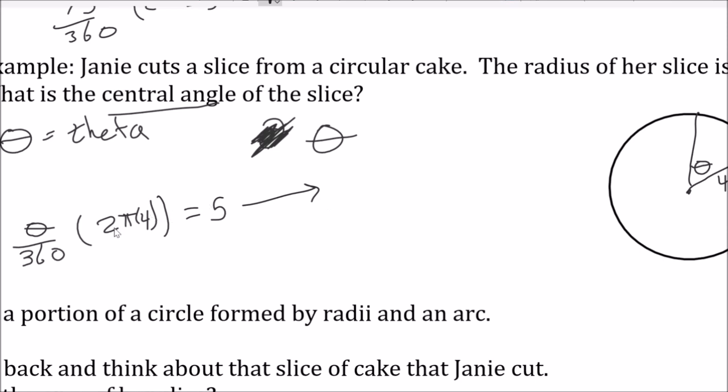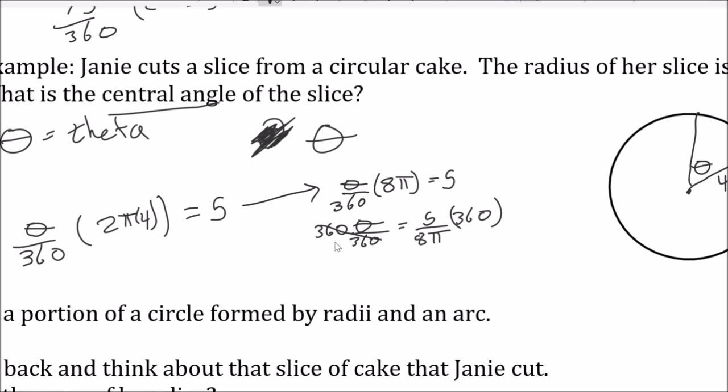Okay, and what I'm going to do is notice that I have theta over 360, and I actually have 8 pi sitting right there. So that's multiplied by 8 pi equals 5. Now, I'm not super fond of the fact that it's multiplied by 8 pi, because that's in the way of theta. So I'm going to divide out the 8 pi on both sides. So I get theta over 360 equals 5 over 8 pi. And then I'm going to multiply both sides by 360 to cancel out that 360 right there. And now it's calculator time. We've solved this thing for theta. Off we go.